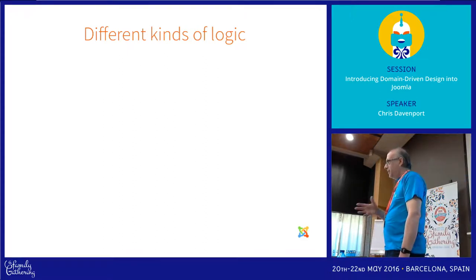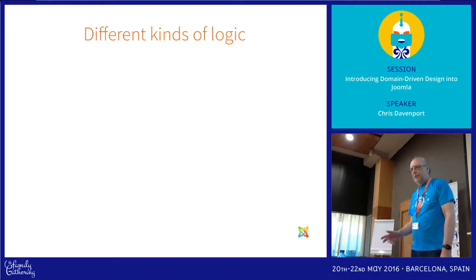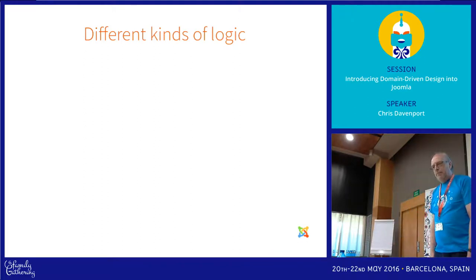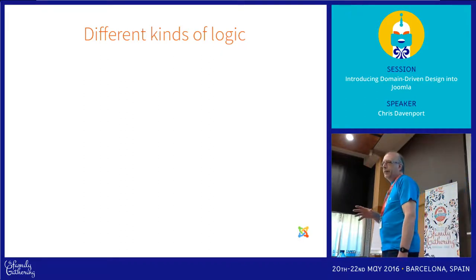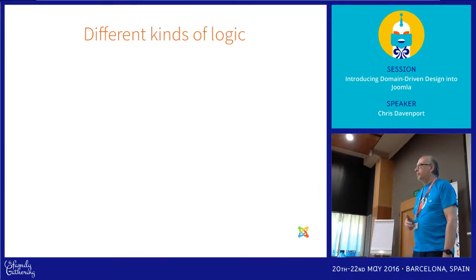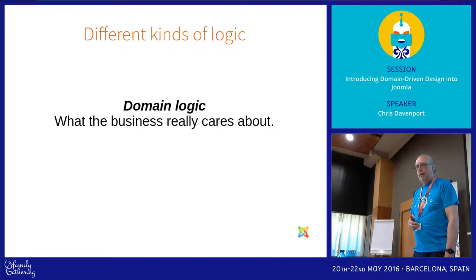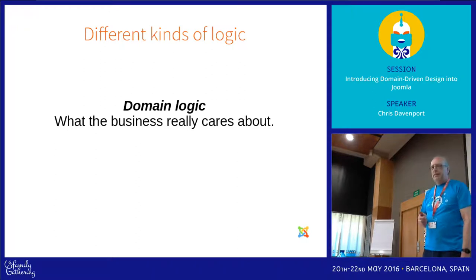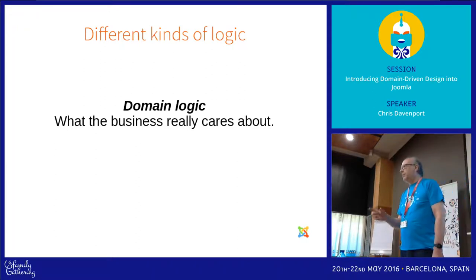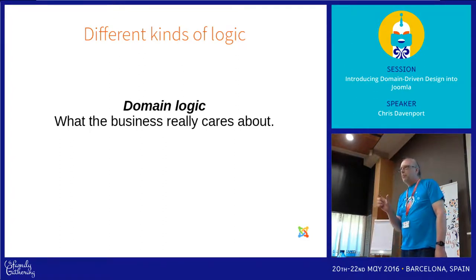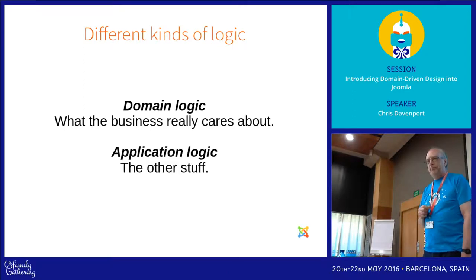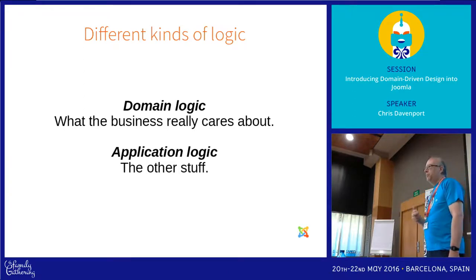So that covers the objects. There's a few other things that are in DDD which I haven't got time to go into. One of the important distinctions that DDD makes is that there are two different kinds of logic within the system. The first is domain logic, and this is the stuff that the business really cares about. It's rules like customers can't exceed their credit limit, that sort of thing. It's important things. It's what makes the business tick. And then the application logic is pretty much everything else.